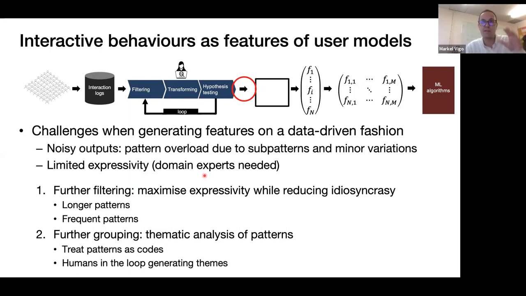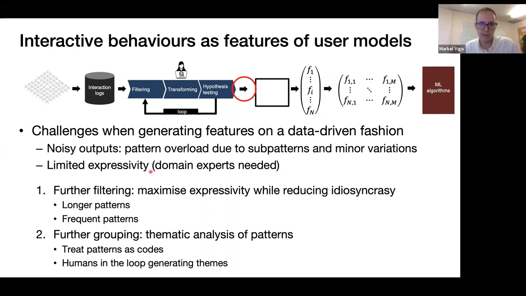Basically because some patterns are subpatterns of other patterns, right? And very minor variations of patterns are also understood as unique patterns. Now, I know that there are some sequential pattern mining algorithms that allow you to control these problems, but it's not 100% sure that you are not going to have noisy outputs, okay? And also, again, we still have some problem with the limited expressivity problem, right? We still have sequences of events associated with timestamps happening in particular locations of the user interface. If you don't have a domain expert involved, it's very difficult to interpret the patterns, right? So you need someone there to try to understand what's going on.